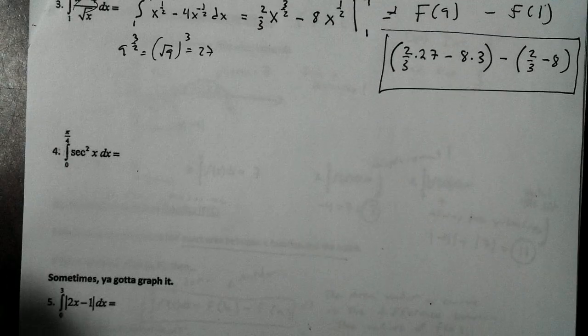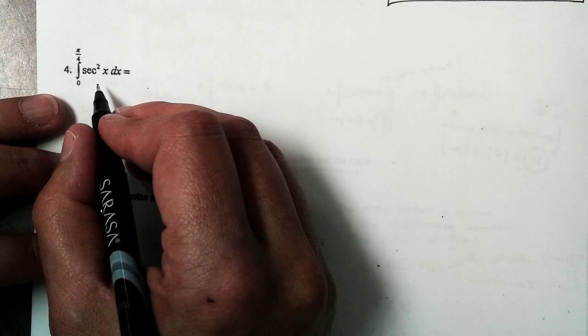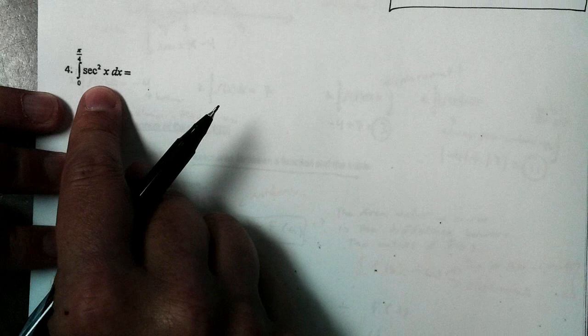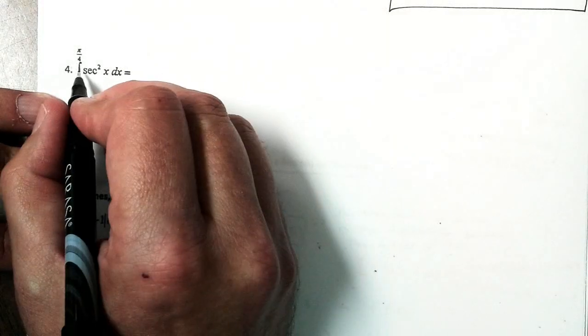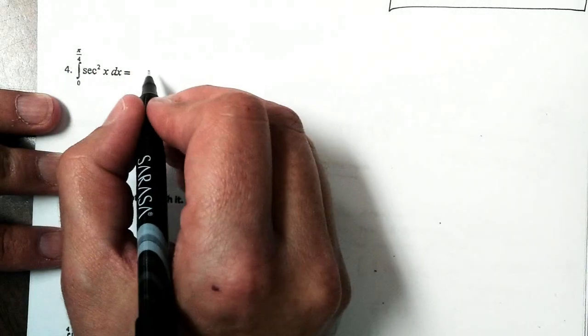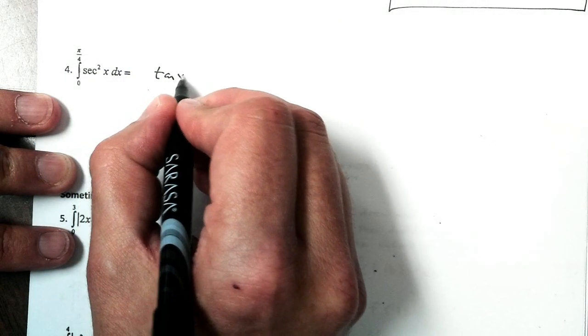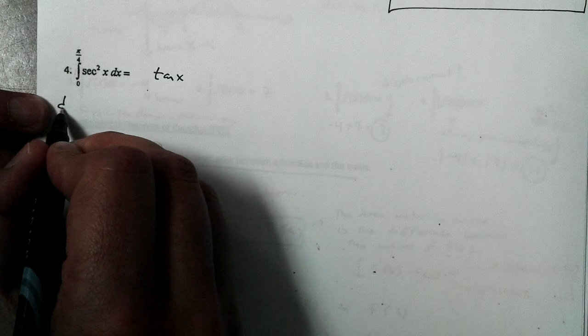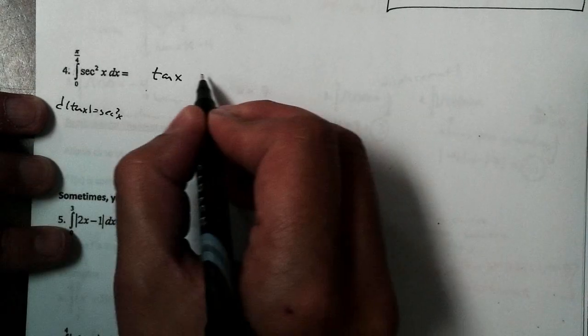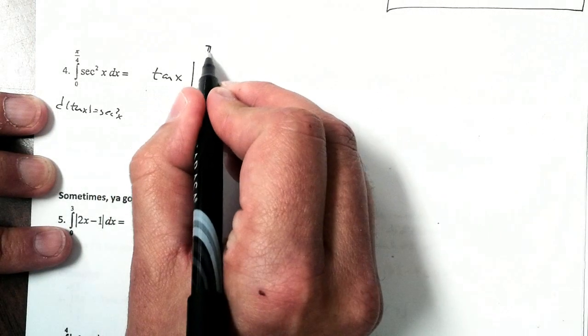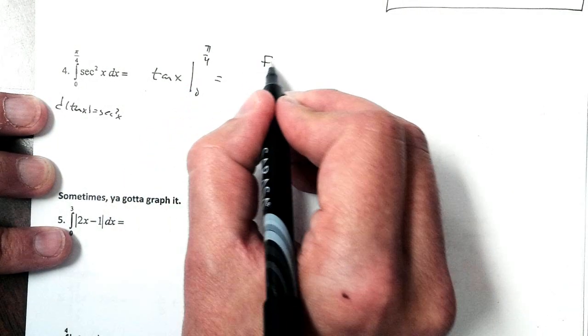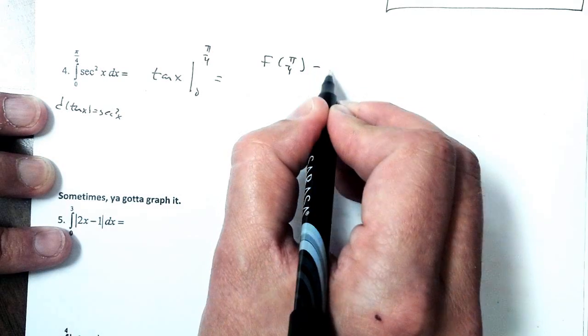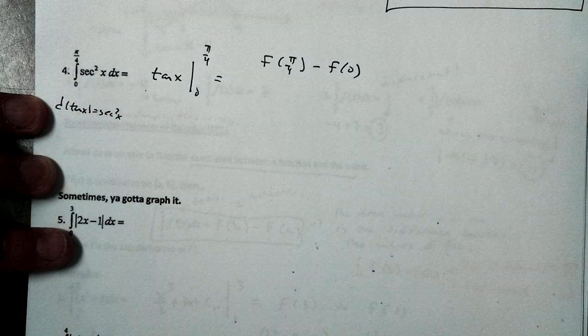Very easy to do. So let's get tricky with it, right? So secant squared, I know this antiderivative. I'm looking for the area underneath secant squared from 0 to pi over 4. So I know the antiderivative of secant squared is tangent of x. Recall, the derivative of tangent is secant squared of x. And I'm going to evaluate that from 0 to pi over 4. So I'm going to look at the value at pi over 4 minus the value at 0.